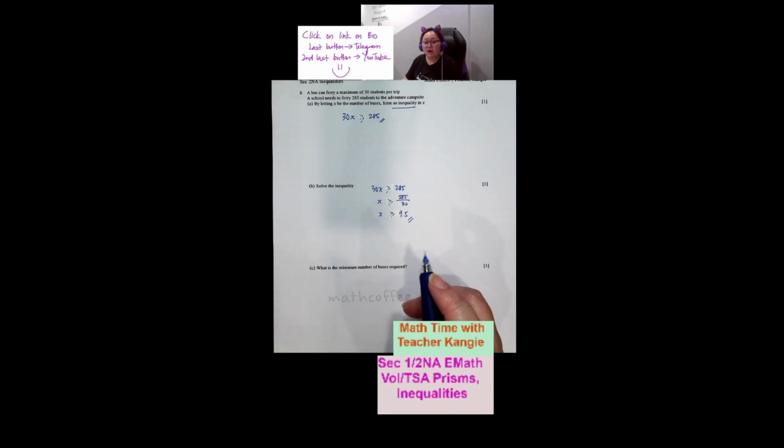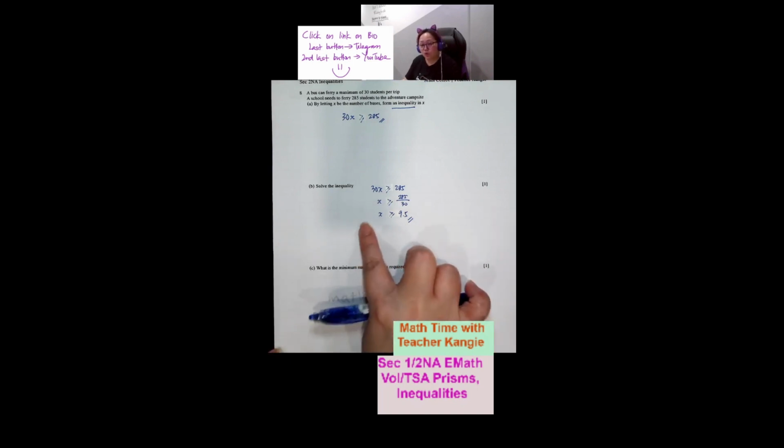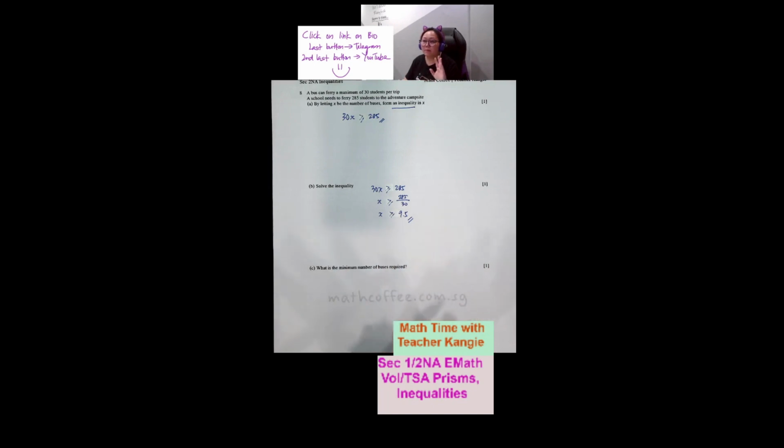So the minimum number of buses you require, you've got to go to the next bus. You can hire buses where you still have space or capacity to take more students, but you cannot have not enough space to ferry 285 students. So in this case, we've got to round up to the next integer. Therefore, the minimum number of buses is equal to 10. We need to hire 10 buses to ferry our 285 students. So we finish.